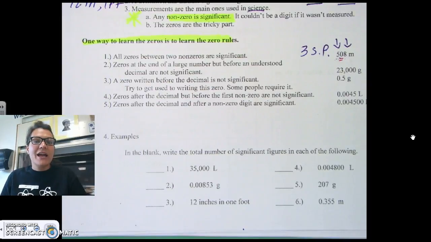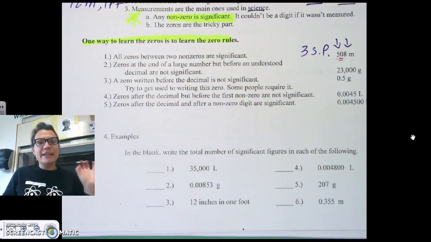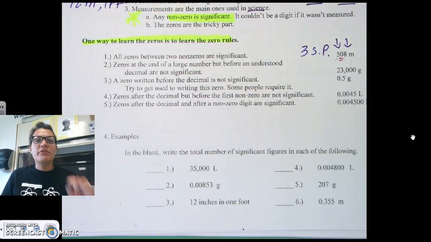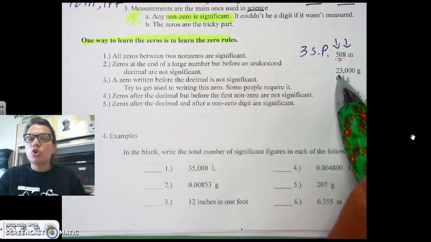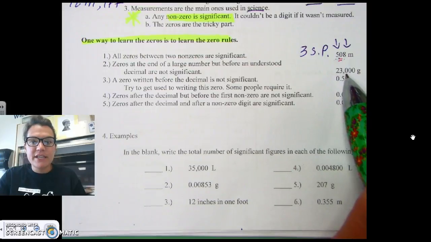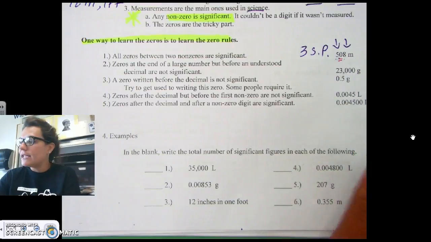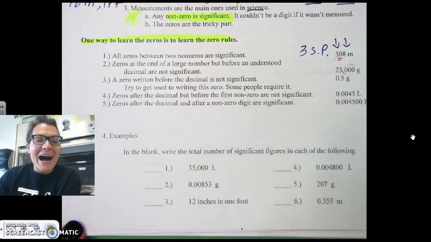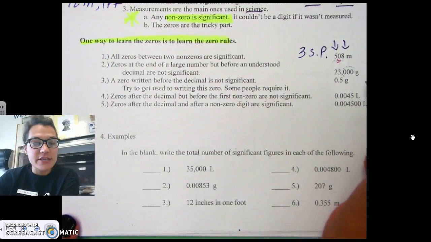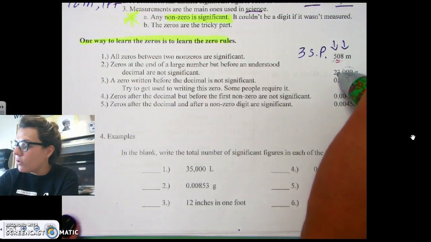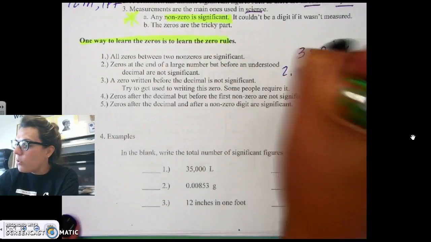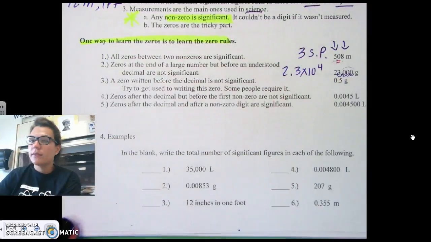Number 2, zeros at the end of a large number but before an understood decimal are not going to be significant. Meaning, 23,000, and then these 30 grams, these 3 zeros will not be significant. Why? Because if I was to change this into scientific notation, remember that? I'd go 1, 2, 3, 4. This would just be 2.3 times 10 to the 4th.